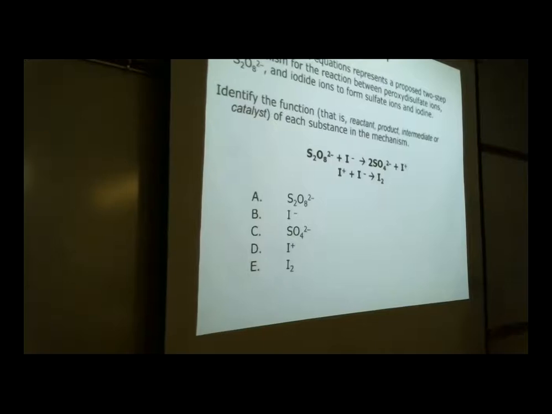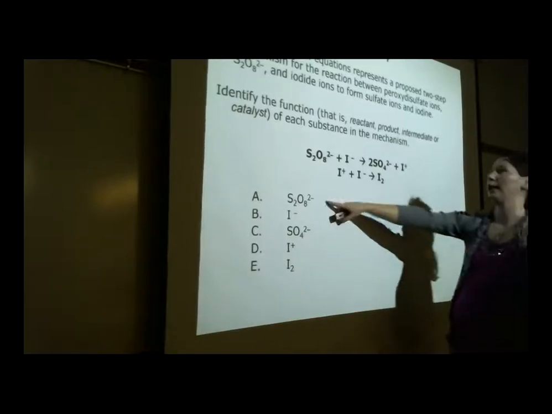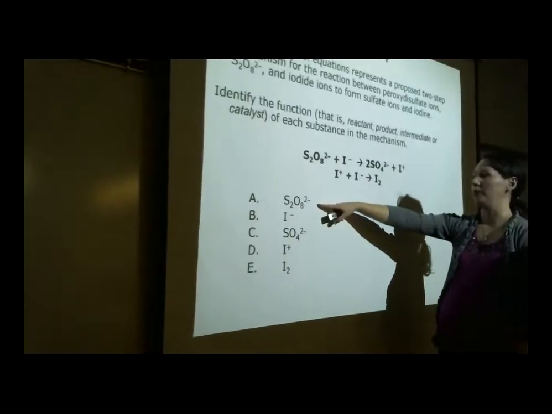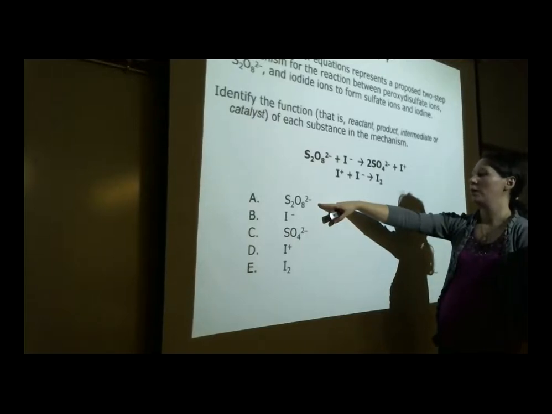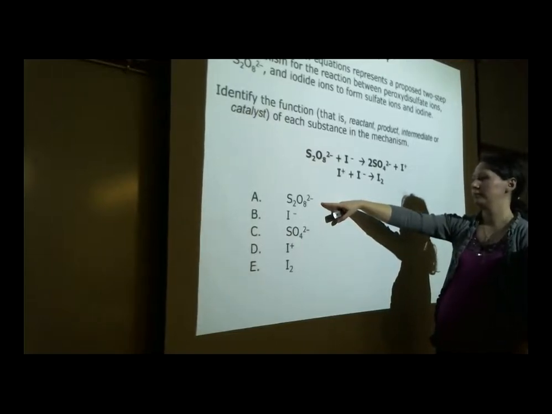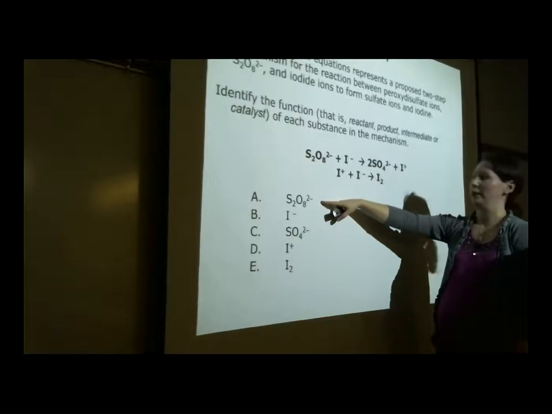Here are two equations in a mechanism. And what I want you to do is, for each one of these, tell me, is it a reactant, a product, an intermediate, or a catalyst? So what's peroxydisulfate? Reactant, product, intermediate, or catalyst? It's just a straight up reactant, right?